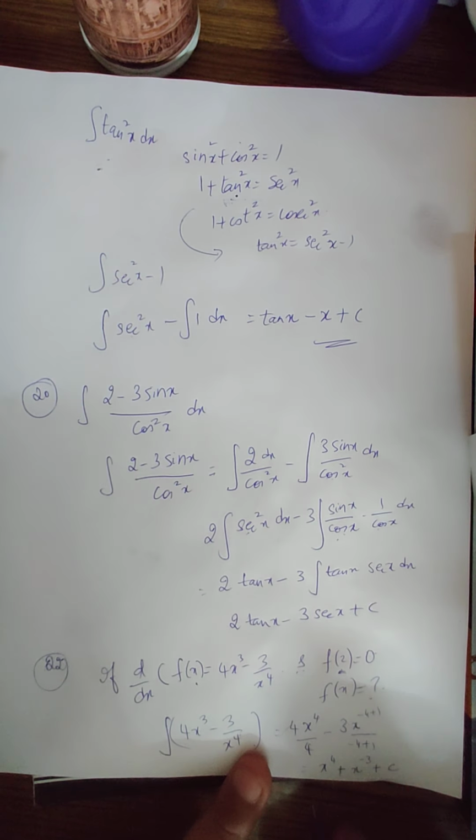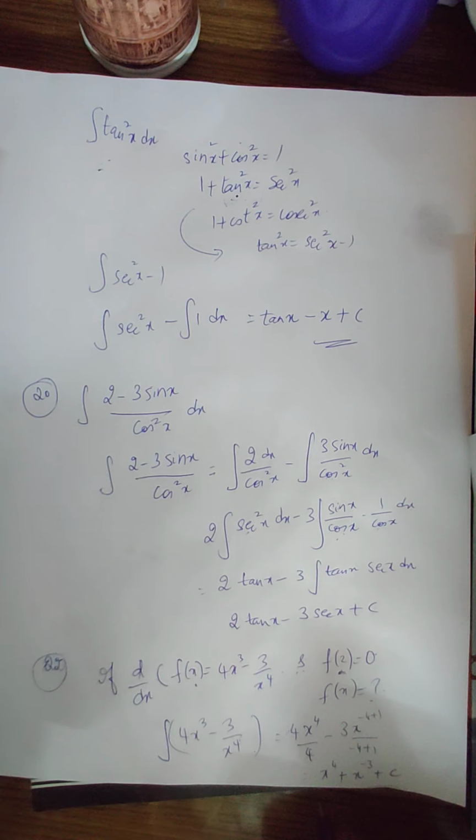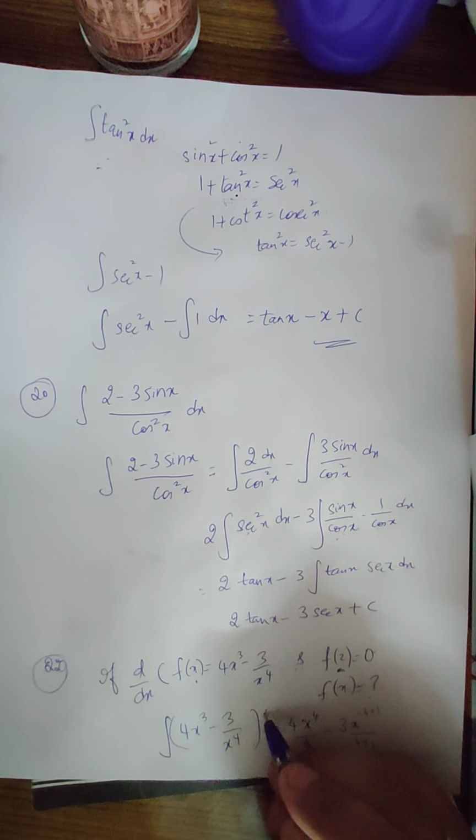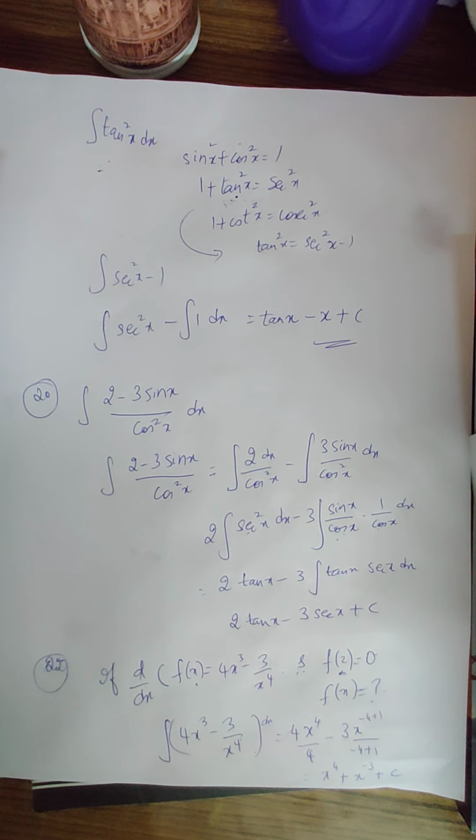So x power 4, the required answer we get is x power 4 plus x to the power of minus 3. So the required function is the integration of 4x cube minus 3 by x power 4, of course with dx. So the answer we get is x power 4 plus x power minus 3 plus c.